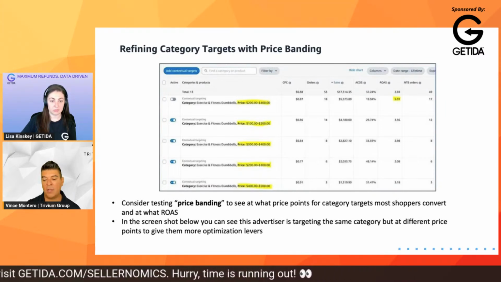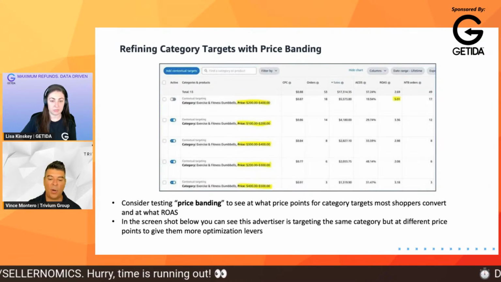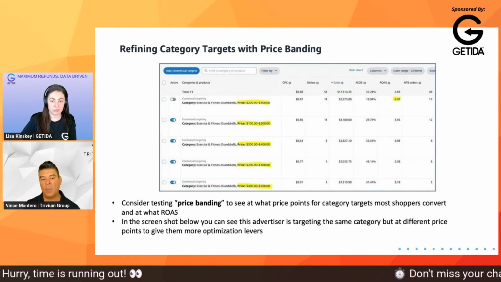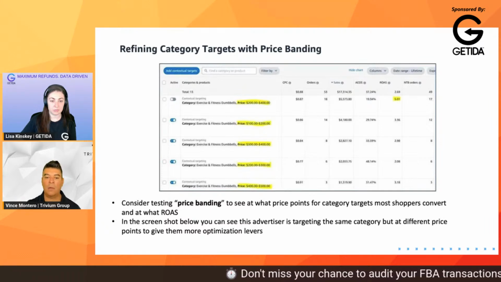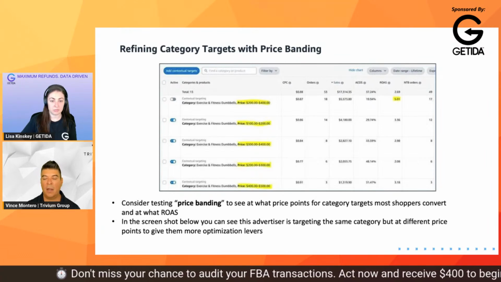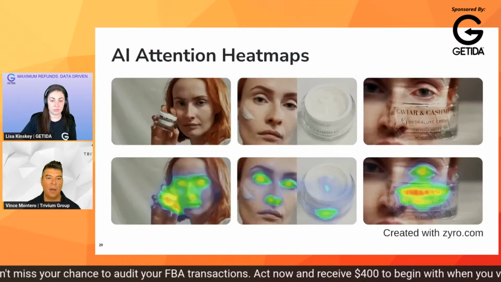So you can see this advertiser's targeting the same category, different prices. That gives them a little bit more optimization levers. So this is one campaign. So they can, if they see one particular price band is working over the other, they can make adjustments to that and then really kind of scale it.